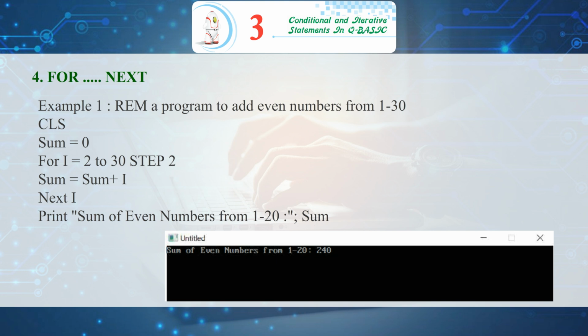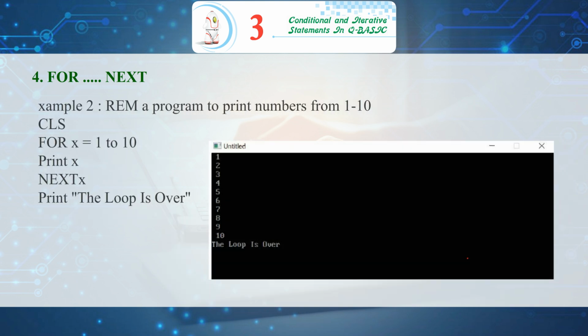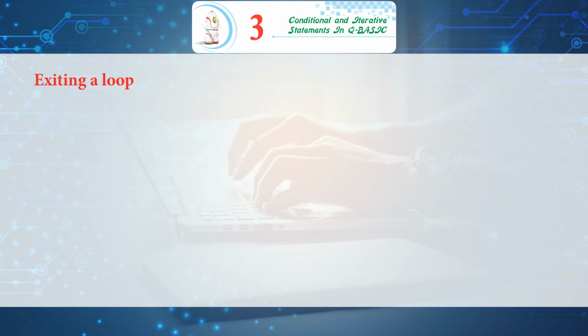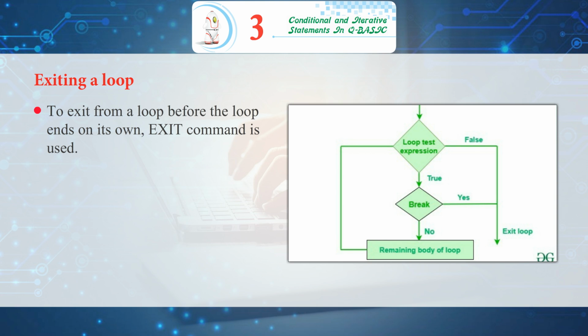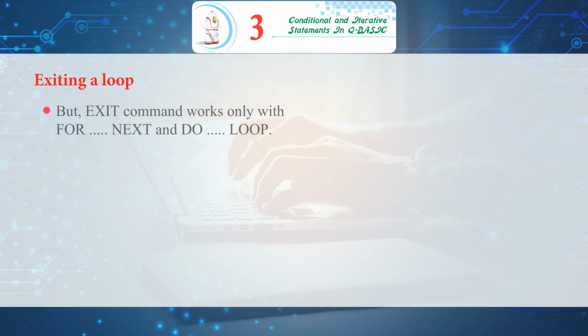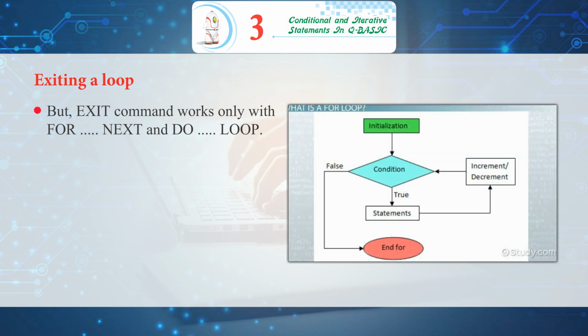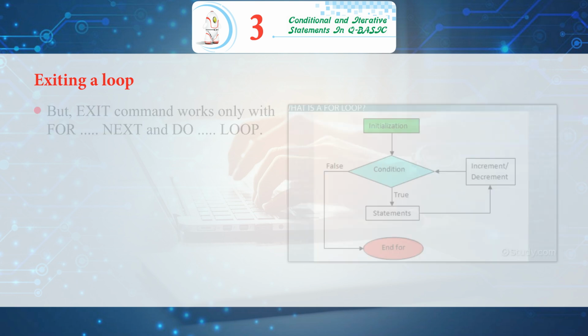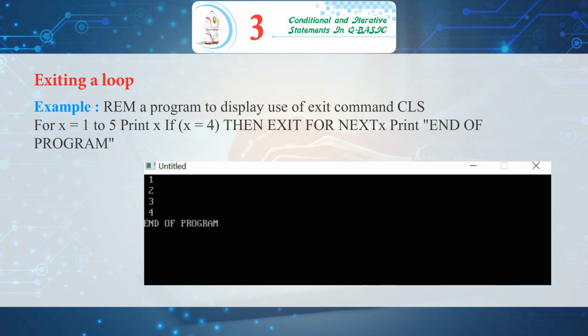Example 1. REM a program to add even numbers from 1 to 30. CLS. Example 2. REM a program to print numbers from 1 to 10. CLS. Exiting a loop. To exit from a loop before the loop ends on its own, the EXIT command is used. But the EXIT command works only with FOR-NEXT and DO loop. Example. REM a program to display use of EXIT command.